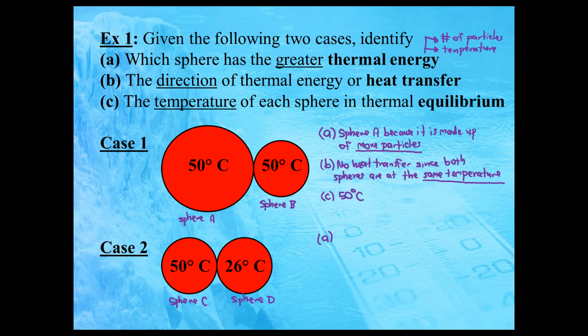Okay, which sphere has a greater thermal energy? Once again, thermal energy depends on these two factors, the number of particles that make up a substance and the temperature of the substance. Well, in this case, which of these spheres has the greater number of particles? Neither. They're the same size. So the deciding factor cannot possibly be the number of particles. The deciding factor would then be the temperature. Which sphere is at the greater temperature? Sphere C. So I could say sphere C has greater thermal energy because it is at the greater temperature.